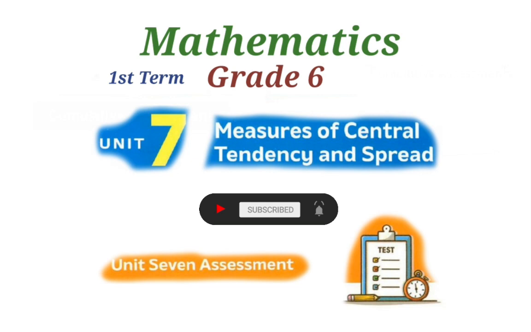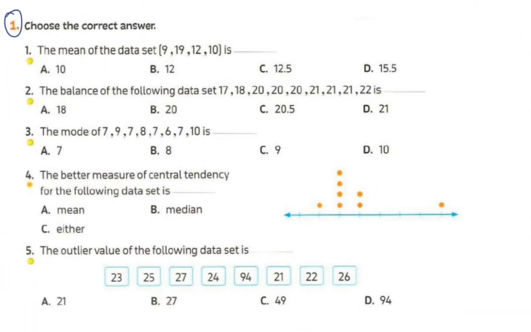This is the first term of grade 6 and this is the unit 7 assessment. Let's go. I have the first question here, to choose the correct answer. This is point number 1. The mean of the data set 9, 19, 12 and 10 is what? 10, 12, 20, 12.5 or 15.5.